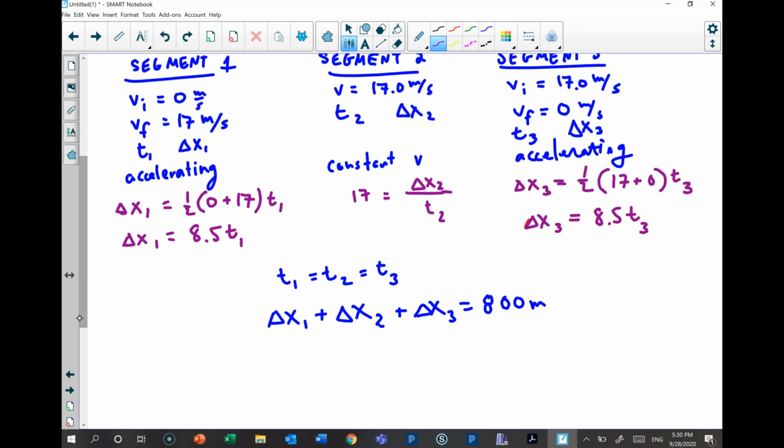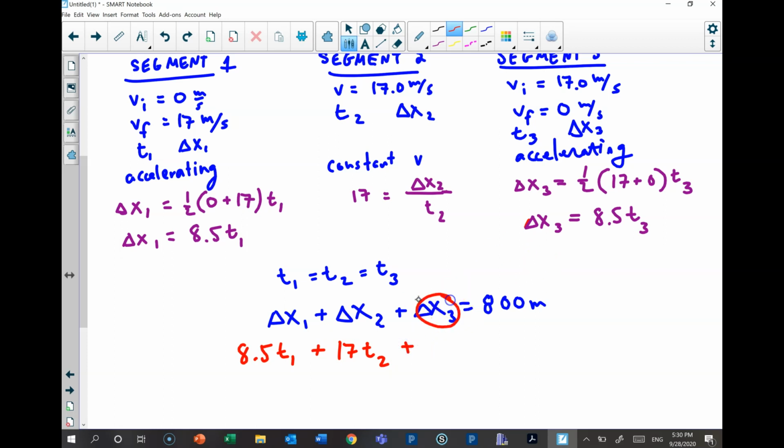Now we are somewhere. Can we plug into this equation? Because this equation has more information we have not yet used. Well, if we plug in for delta x1, what do we get? 8.5 T1. If we plug in for delta x2, what do we get? Cross multiply, and it's 17 times T2.